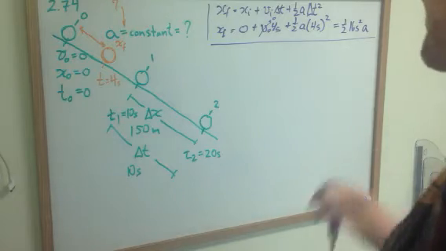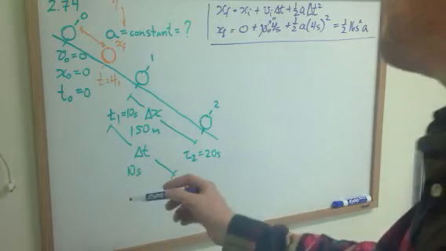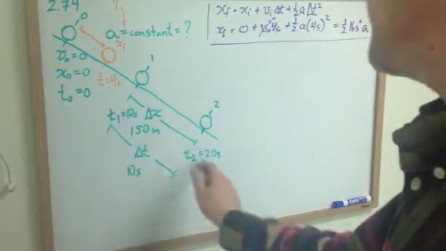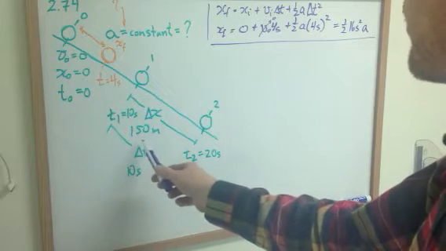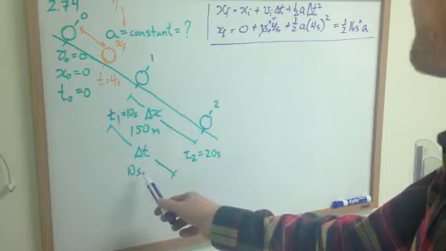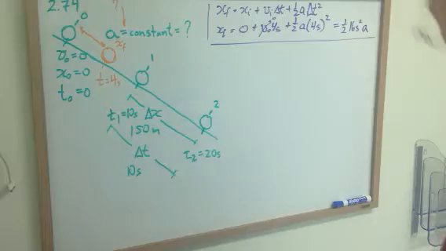All right. We don't know acceleration. So obviously, well maybe not so obviously, we're going to have to find it by using this information here. We know that the ball rolled 150 meters in 10 seconds. And we know these two locations.